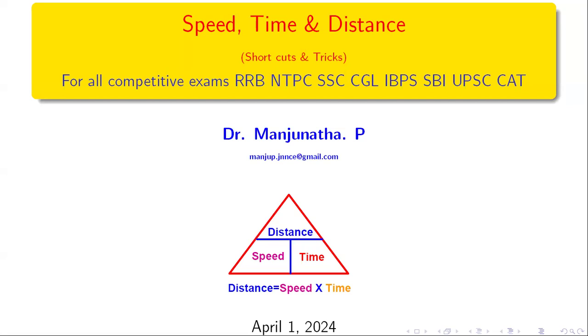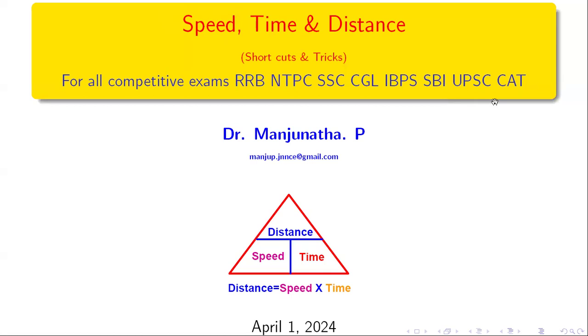This topic is on speed, time, and distance: the relationship between speed, time, and distance. In most competitive exams, at least one question will be asked, like RRB, NTPC, SSC, even IBPS and other banking exams. And coming to the UPSC and CAT, the concept is the same, but at least one question will be there, and especially in these two cases, higher versions of the questions will be asked.